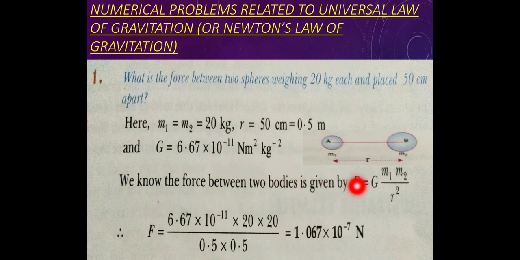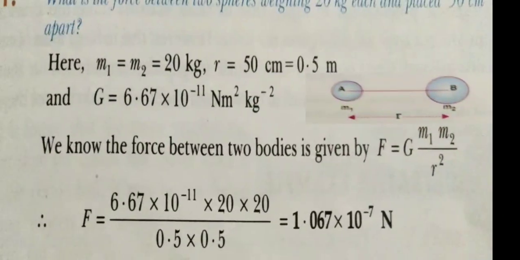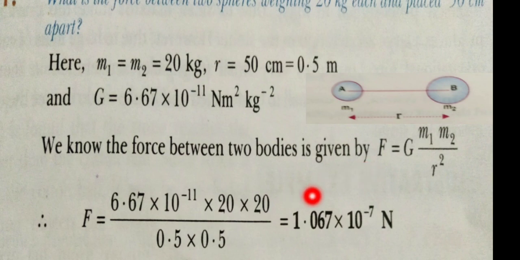So now you will put in the formula, that is force is equal to G M1 M2 upon R square. So the G value we know, and mass is 20, so 20 into 20, both are 20, upon 0.5 into 0.5. The answer is 1.06 into 10 to the power minus 7 Newton.